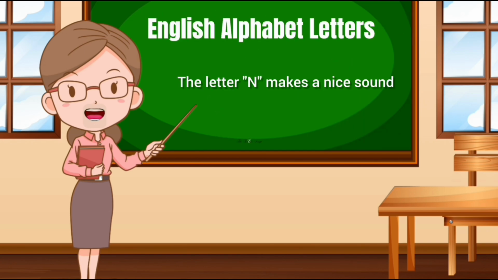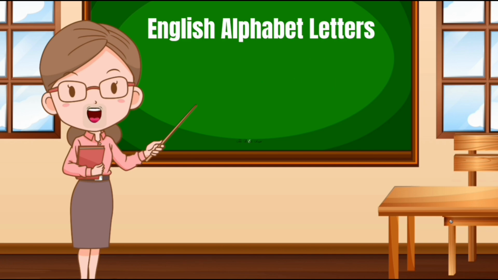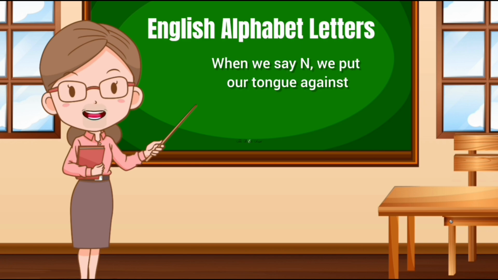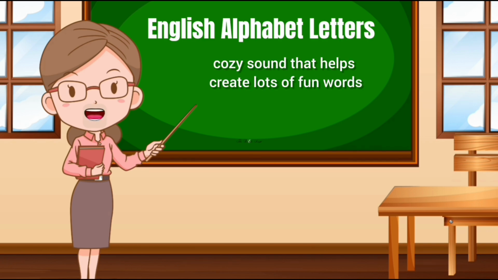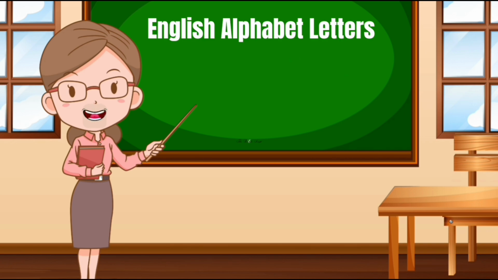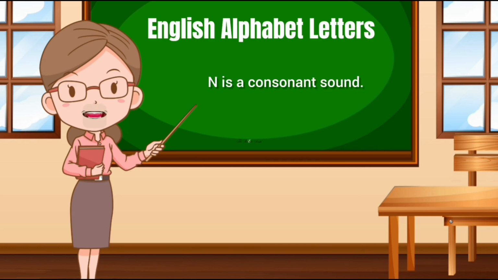The letter N makes a nice sound that sounds like N. We can hear it at the beginning of words like nose, nest, and noodle. When we say N, we put our tongue against the roof of our mouth and let the sound out through our nose. It's a friendly, cozy sound that helps create lots of fun words, making everything feel a little more cheerful and nice. N is a consonant sound.